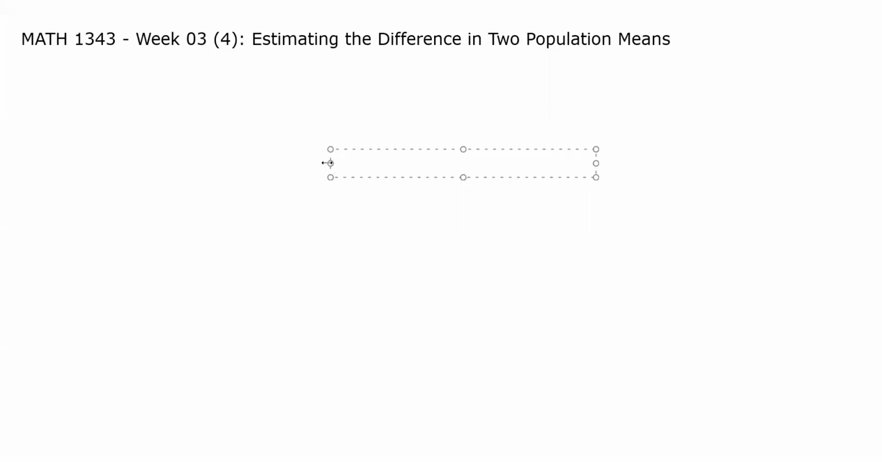Math 1343, Week 3, Video 4, Estimating the Difference in Two Population Means. This is actually not that difficult. It's really pretty easy. Like the previous confidence intervals we've seen so far, it requires the same 4 steps. You have to make adjustments when necessary.